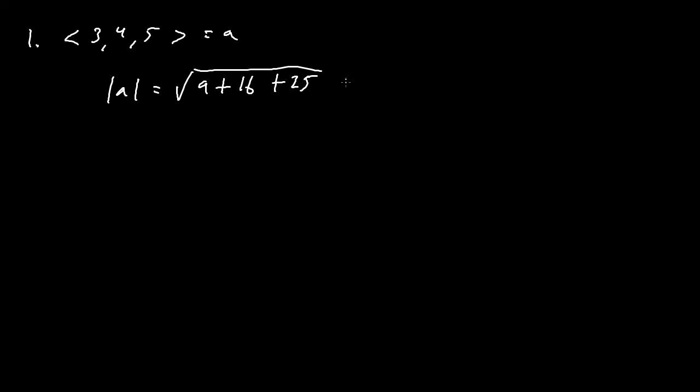And so that will give us the square root of 50. And if you want to simplify, you can also simplify the square root of 50 into 5 times the square root of 2. And so let's go ahead and write the direction cosines.